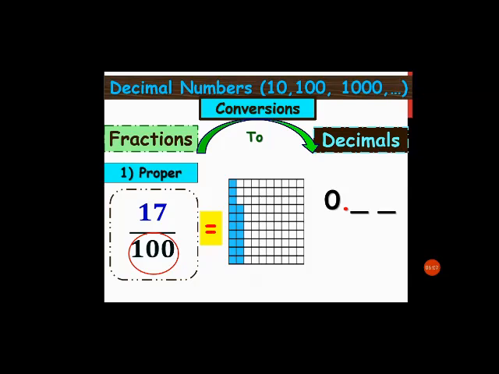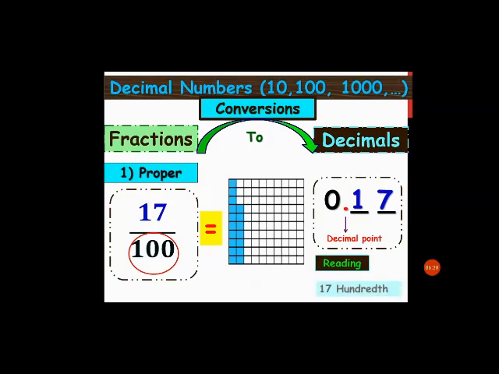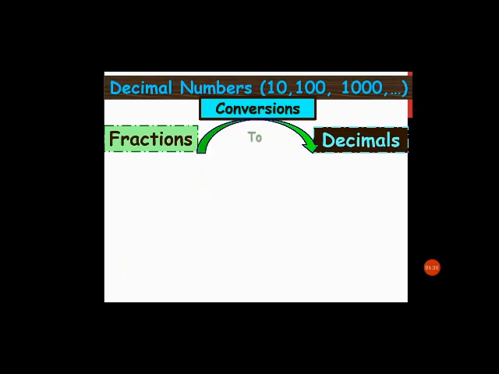So I have here 0 point, and I will leave 2 spaces or 2 places to the right of that decimal point. So why 2 places? Because I have 2 zeros in the denominator. This is the decimal point, and then I will write 17 on those 2 places. So it's 0.17. So from fractions to decimal.